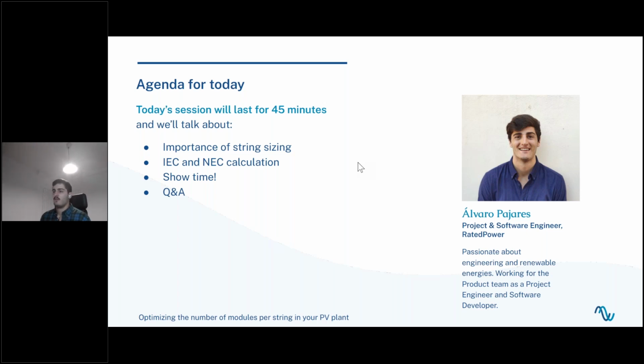Then I will continue with a review of 2 of the main standards, IEC and NEC, and we will see how those standards suggest calculating the number of modules per string. Then we will go through one use case that I have prepared to explain how we can optimize the number of modules per string, taking into account the main considerations that we will see in the first 2 points. And then we will go through the question and answer time, in which I will try to answer all the questions that you may have during the presentation.